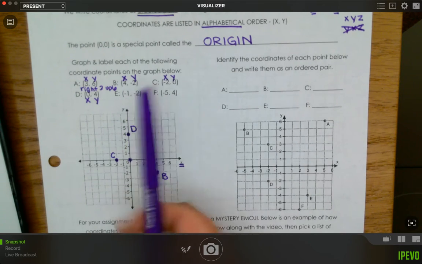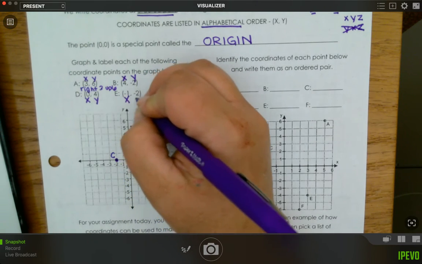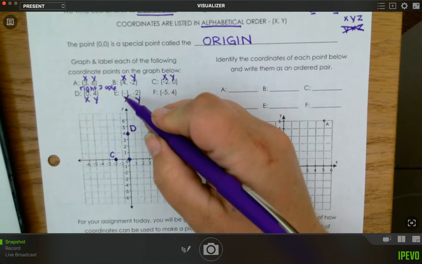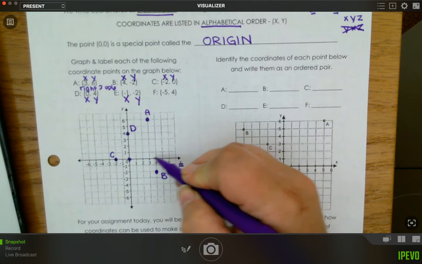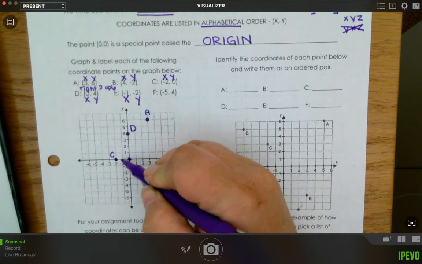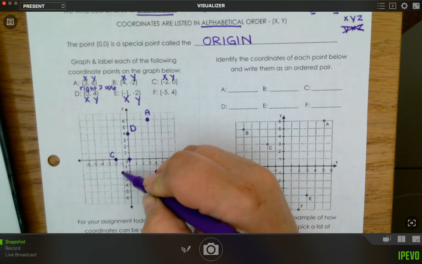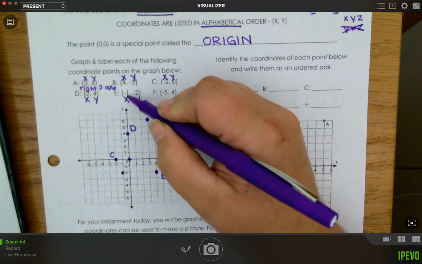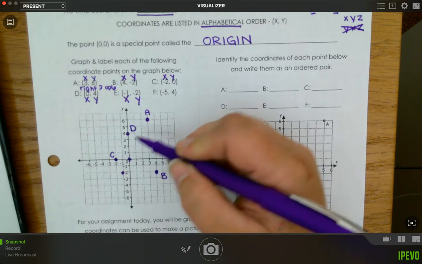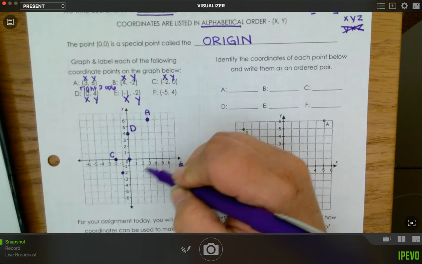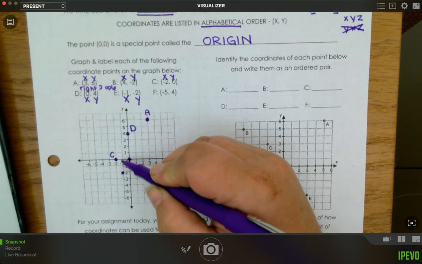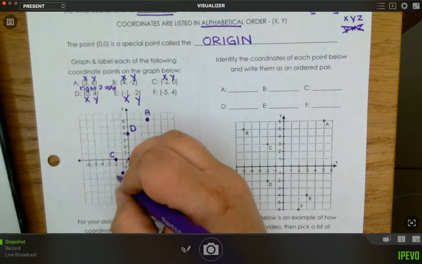E is negative 1, negative 2. X, y. So you're going to go to where x is negative 1 and where y is negative 2. So x, if it's negative, goes to the left. If it's positive, it goes to the right. And y means that I go up 2 if it's positive 2, and down 2 if it's negative 2.